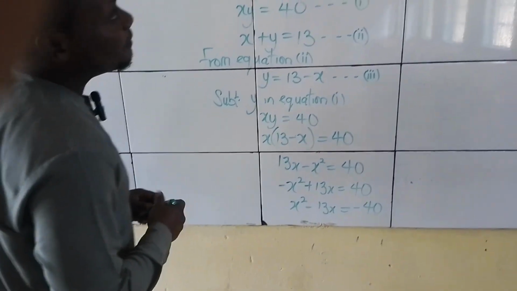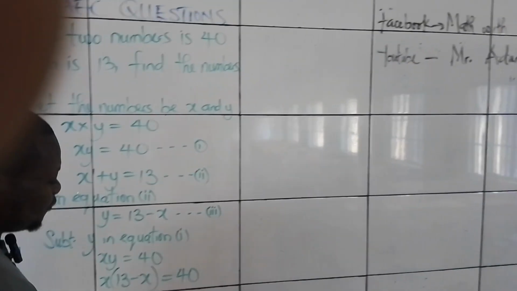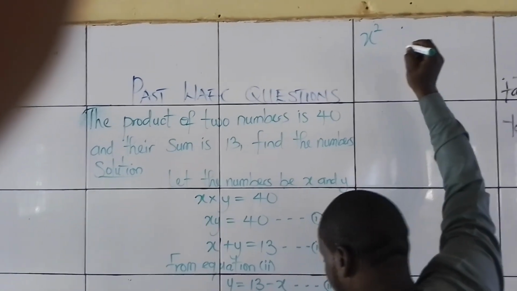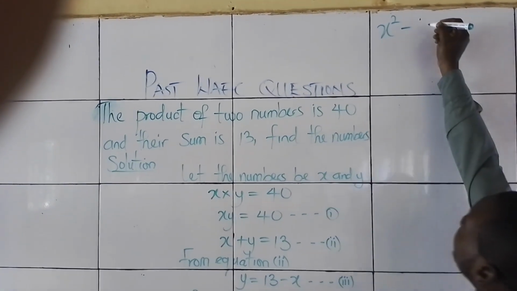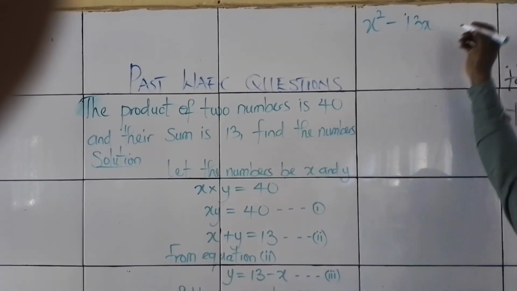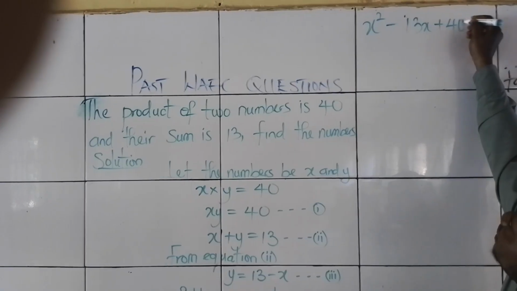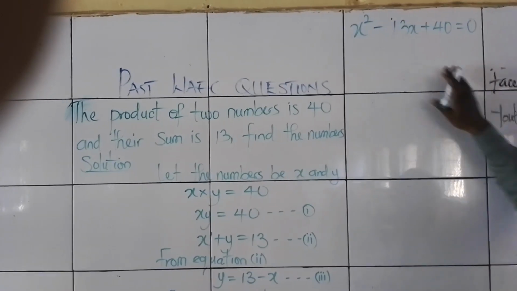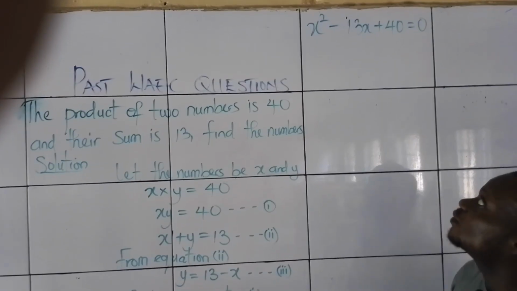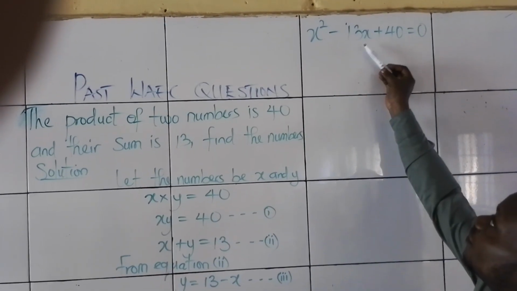Alright, so from here, x squared minus 13x, when the 40 moves to the other side, becomes plus 40 equals 0. And this is a quadratic equation, okay? So we want to solve for the value of x.